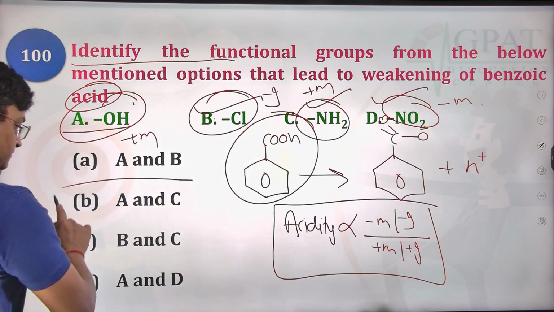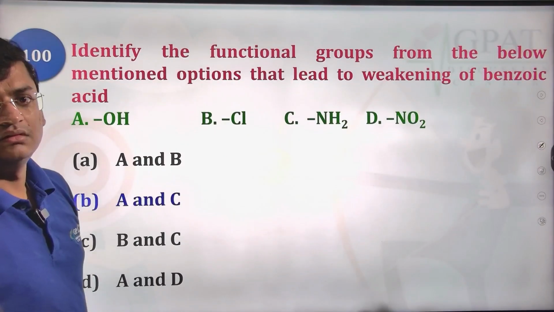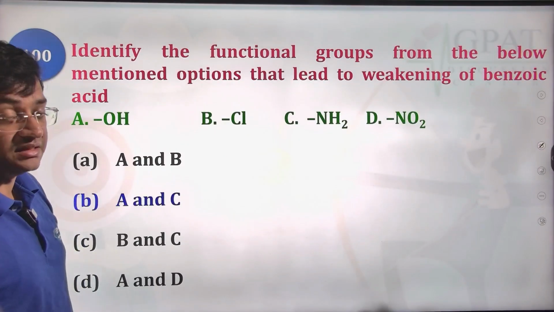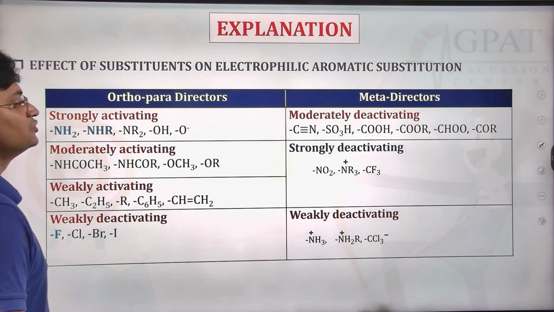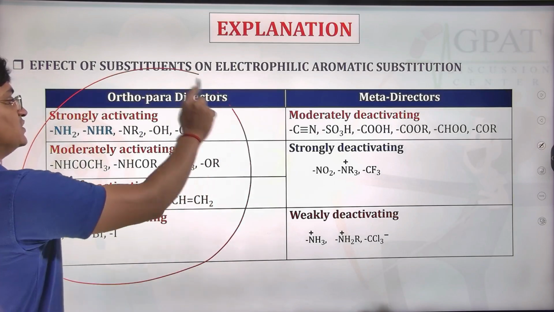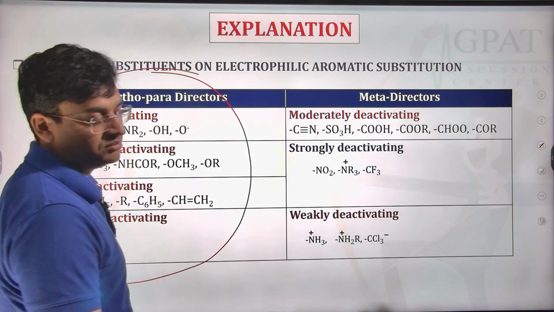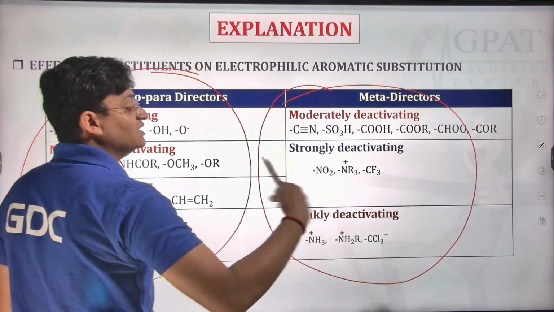A and C will be having less basic, like less acidic benzoic acid. The substitution of these groups leads to the weakening of benzoic acids. All those ortho-para groups lead to a decrease in acidity of any acid, while the meta-directing groups increase the acidity.